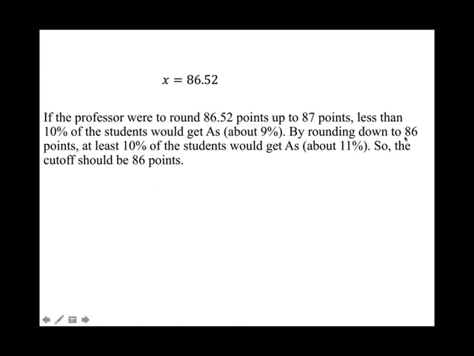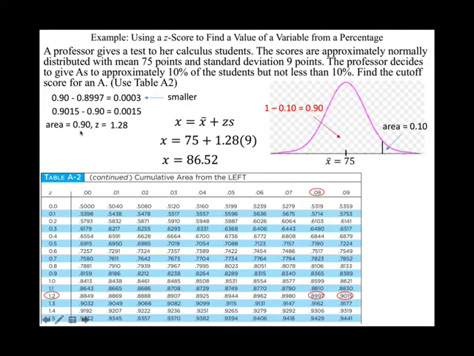We're going to round it down to 86 points. So the cutoff should be 86 points. So the students who took the test, if they got 86 or above, they're going to get the A in this class. So in this example, they gave the area, and then we used the table to find the z-score. After we know the z-score, we use the formula to find the value of x.